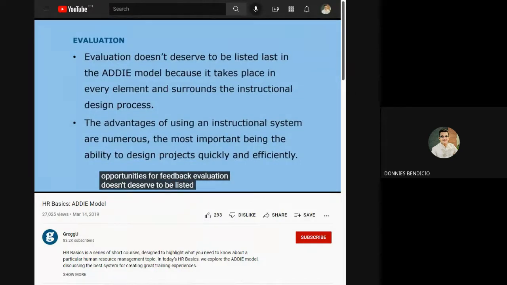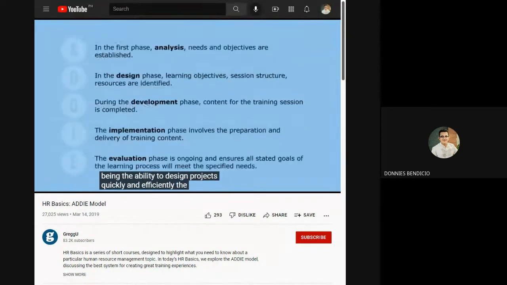Evaluation doesn't deserve to be listed last in the ADDIE model because it takes place in every element and surrounds the instructional design process. The advantages of using an instructional system are numerous, the most important being the ability to design projects quickly and efficiently. The ADDIE model is best put to use as soon as someone in an organization thinks that there's a need for a training course.